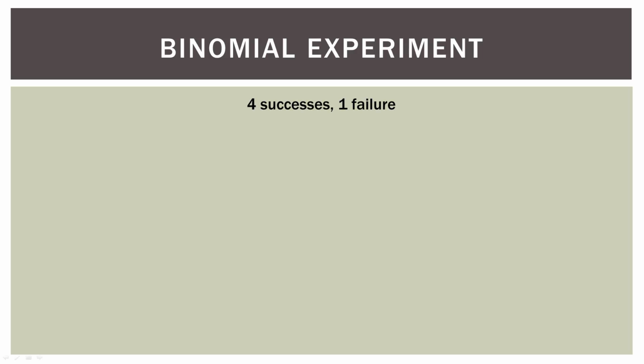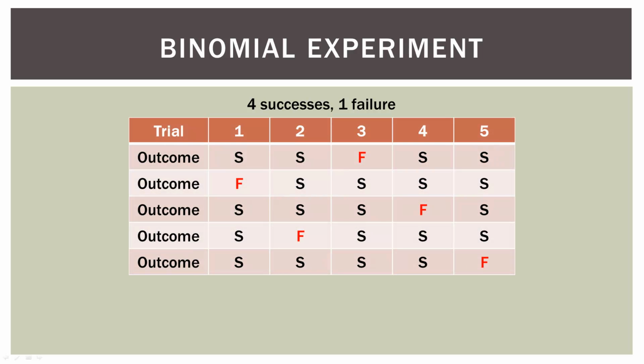So let's look at the case of 4 successes and 1 failure. Now the thing about this is that failure can occur at any of the 5 iterations. So look at this. In this case, the failure is in the 3rd iteration. In the next row, the failure is in the 1st iteration. In the next one, it's in the 4th. In the second from the bottom, it's in the 2nd, and then it's in the last.